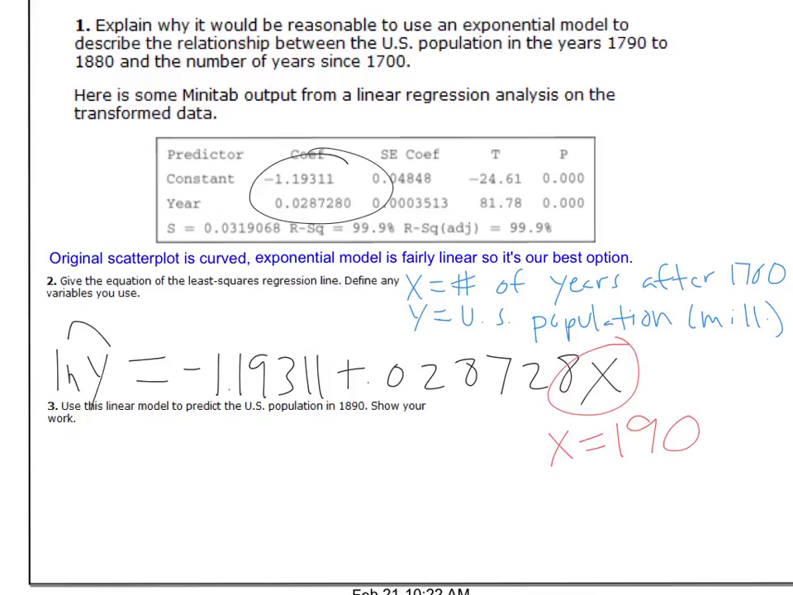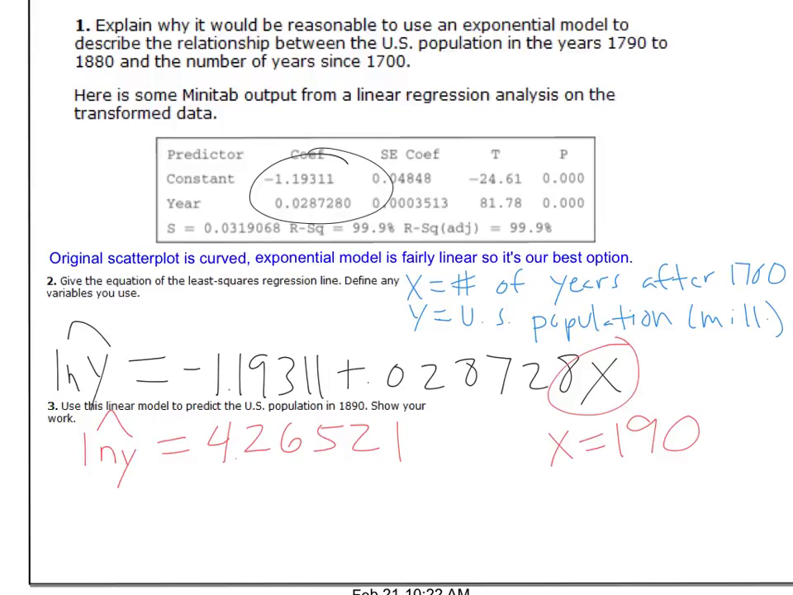Okay, let's use it to make a prediction. 1890 corresponds to 190 years after 1700. I need to plug in that value. Now once I do that, this right side, I just go ahead and simplify. And I would get 4.26521.